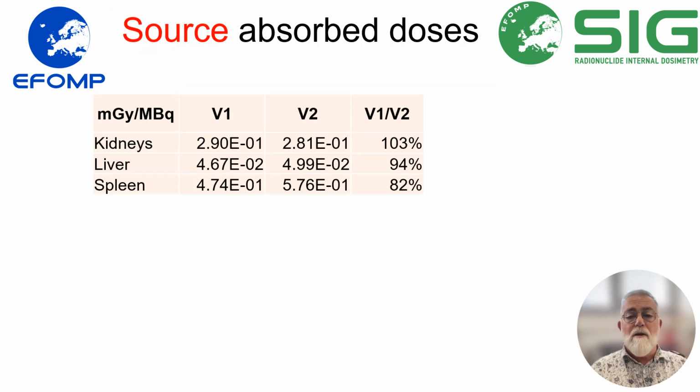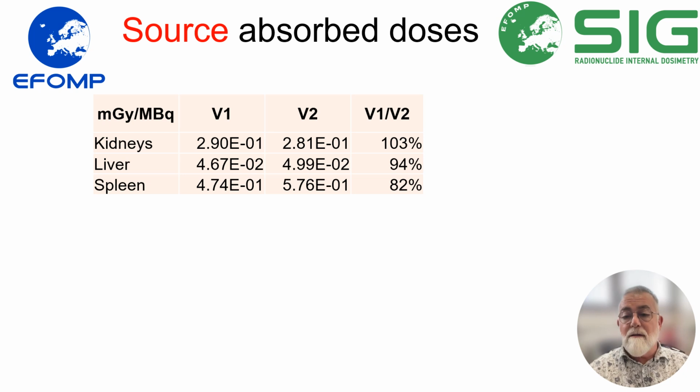So now let's compare the absorbed dose where we can. For the source organs, we have kidney, liver, and spleen. For Olinda version 1, you've got the column of results. Olinda version 2, you've got the column of results. And you can see that the ratio of version 1 versus version 2 provides you with a relative difference of 3%, 6%, or even more, 18%. So it's quite a lot for the spleen, right? So let's try to understand a little more why we have those differences.